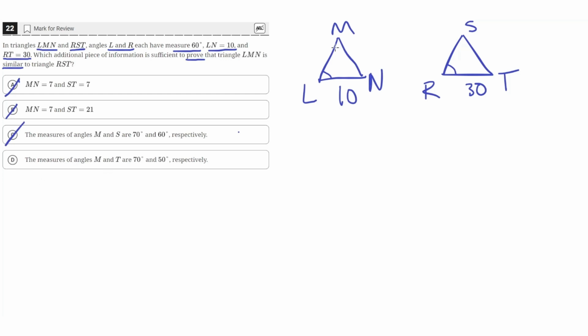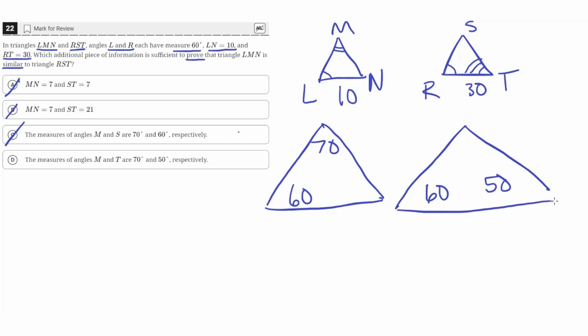So the measures of angle M and angle T are 70 and 50 respectively. If angle M is 70 degrees, and angle T is 50 degrees, and we know that angle L and R are both 60 degrees. I'm just redrawing the triangles here with the angles.